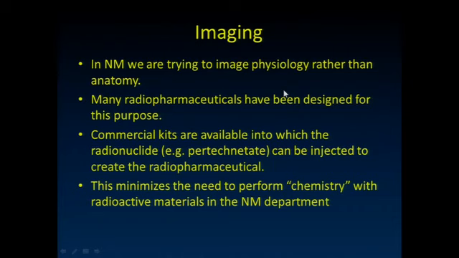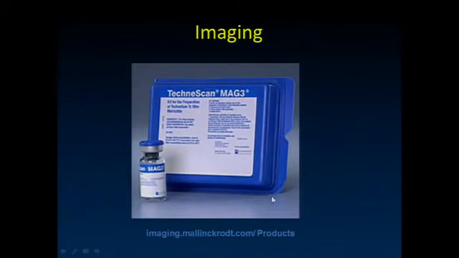More of those have been converted to commercial kits where you take that pertechnetate, that technetium that you've eluted from the generator, and you inject it into a vial using a syringe, and you do minimal things to either agitate it or heat it or just process it to get your radiopharmaceutical there. That minimizes the need to really perform chemistry with radioactive materials in the nuclear medicine department.